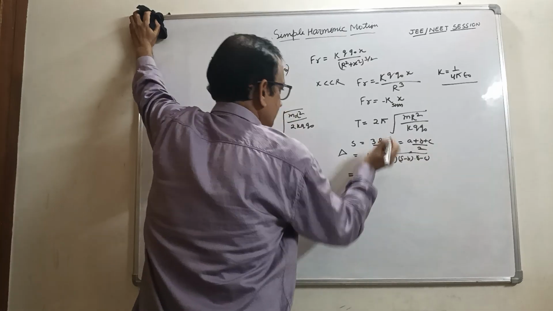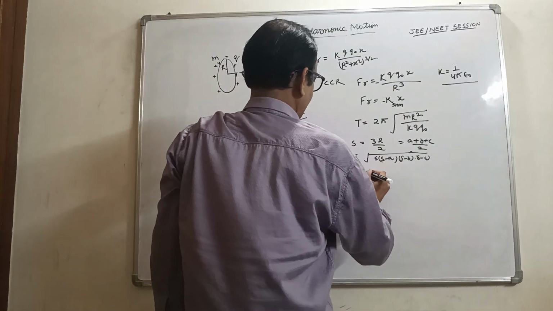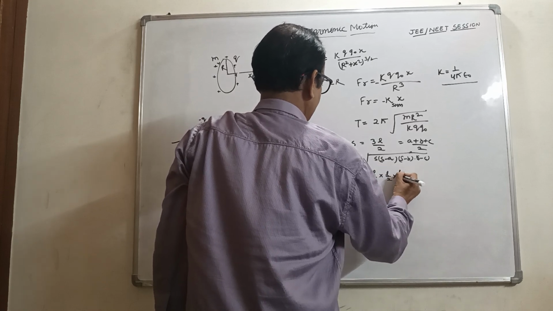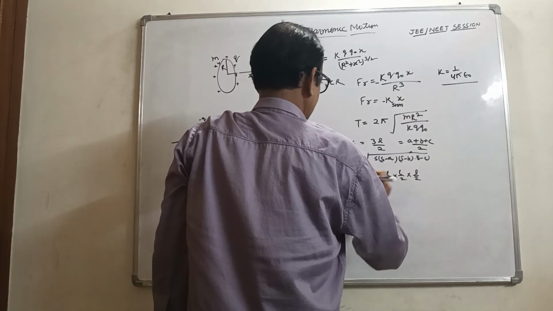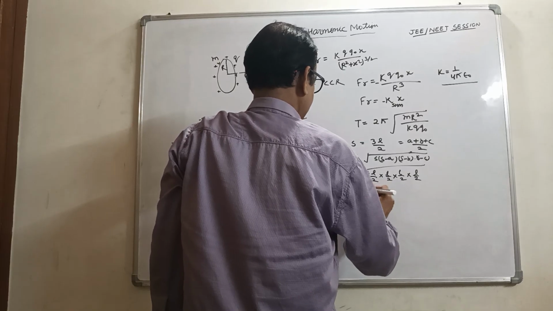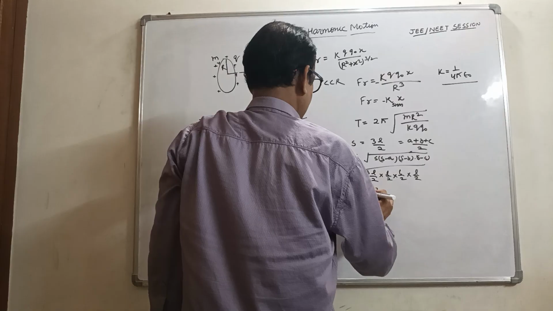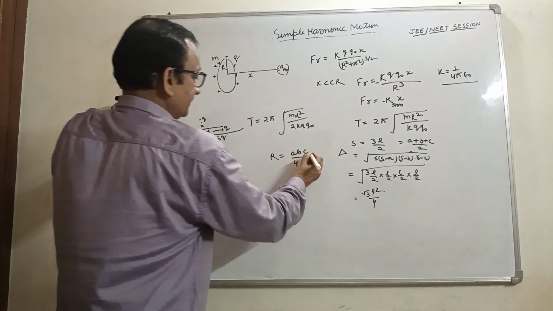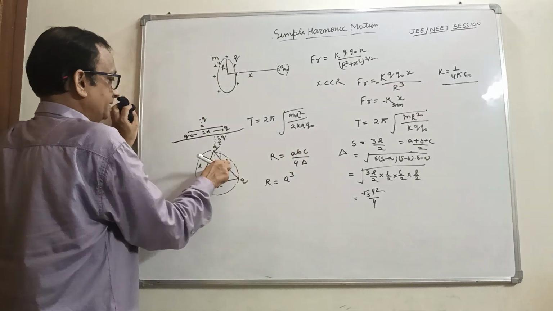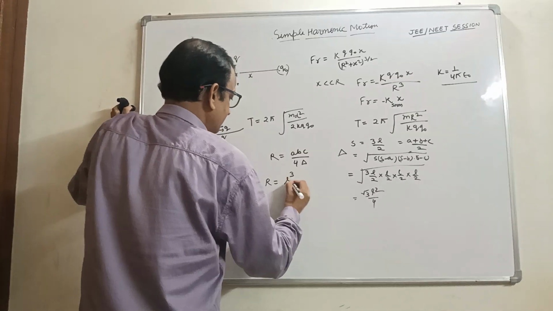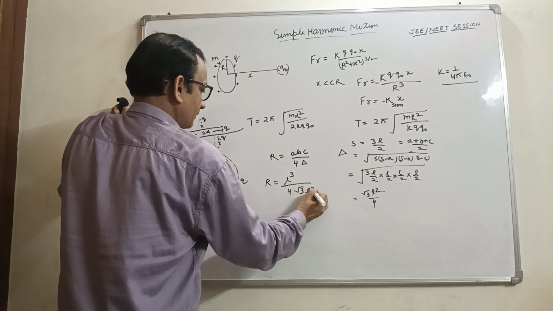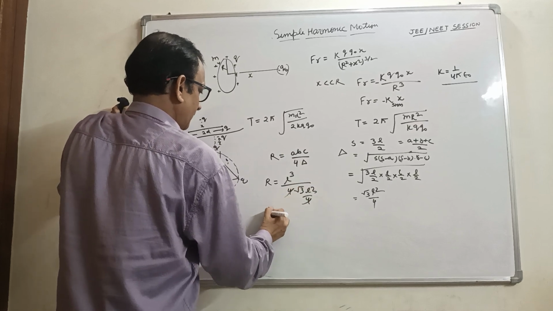Putting these values here, S becomes 3L by 2, and each of the other factors becomes L by 2. So the area becomes root 3 L square by 4. Then ABC means A cube, and since the sides are equal, this becomes L cube, where L is the side. So R is equal to L by root 3.